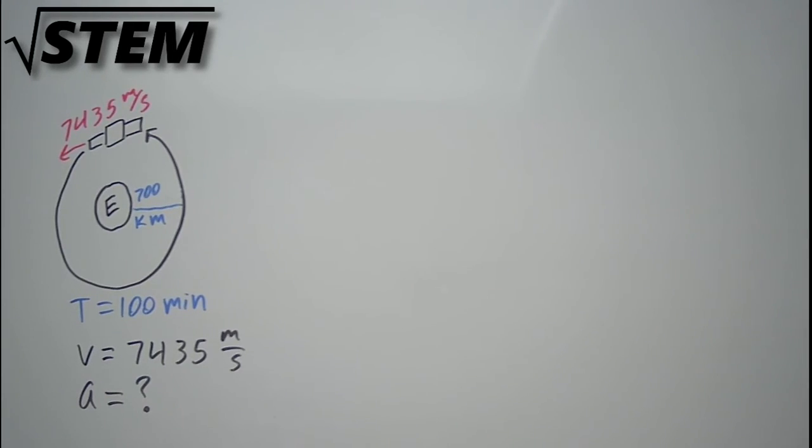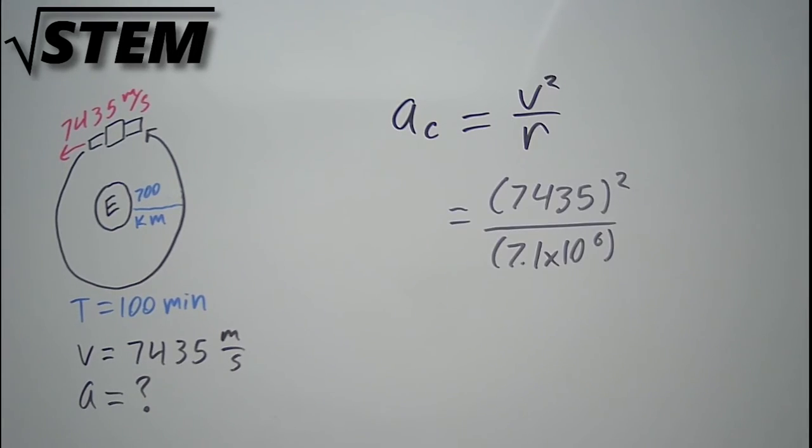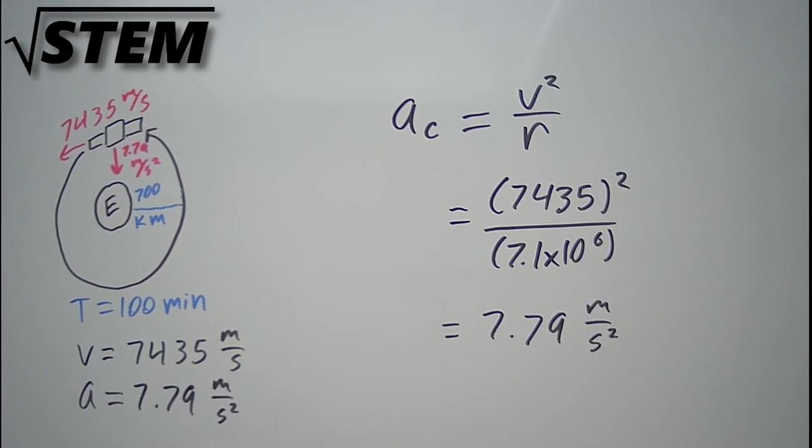And just like in our last video, we can use the expression for centripetal acceleration, or the inwards acceleration, to maintain circular motion. This is equal to v squared over r, where v is the tangential velocity we found before, and r is the radius of our orbit that we found before. And when we plug in those values, we'll find that the acceleration inwards is 7.79 meters per second squared.